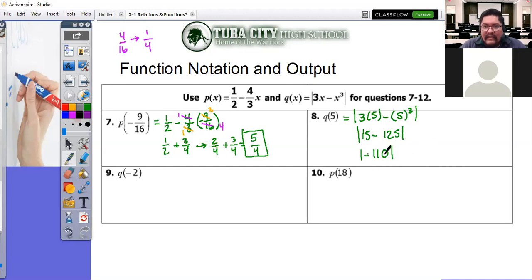So here I have the absolute value of negative 110. So Q of 5, my input of 5, I will get, and again, remember, absolute value is going to turn that into a positive. So I get positive 110.